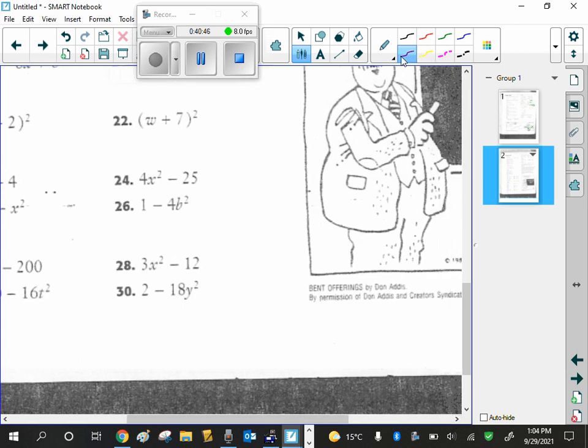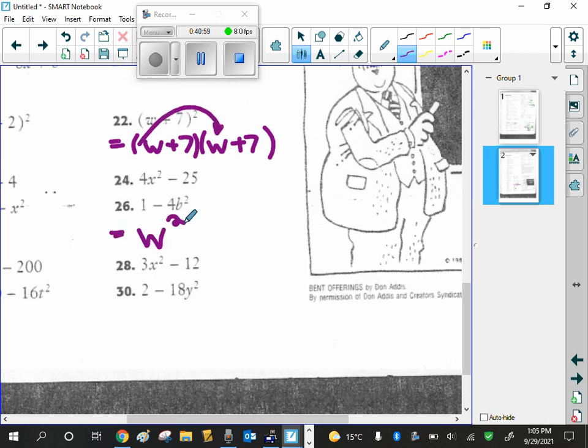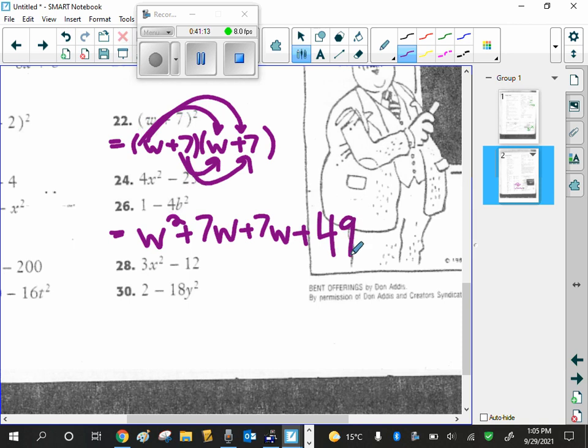Okay, so rewrite it as W plus 7 times W plus 7. FOIL it away. W times W is W squared. W times 7 is 7W, but don't forget to put the plus sign. And plus 7W, and what's 7 times 7? Not 14. Are we done?